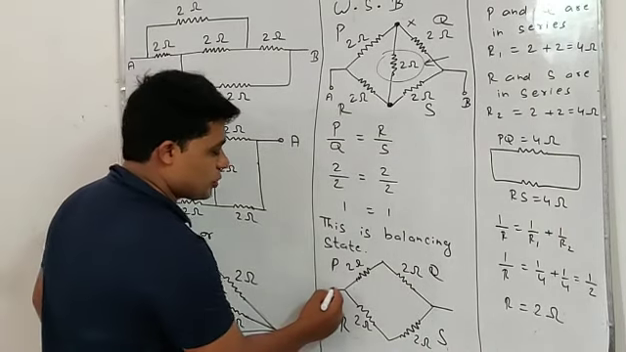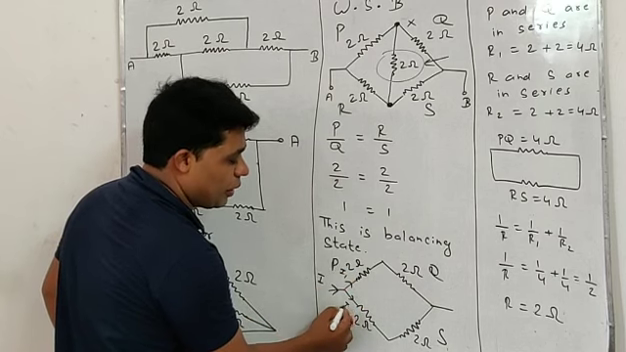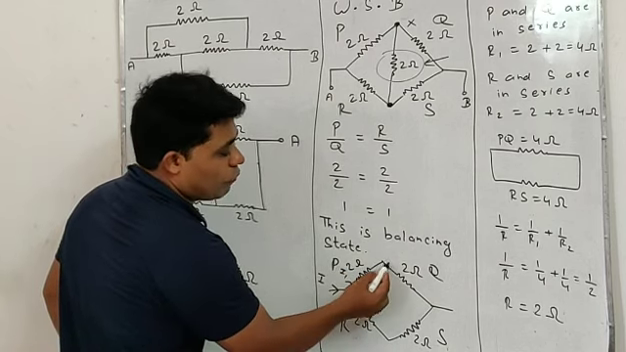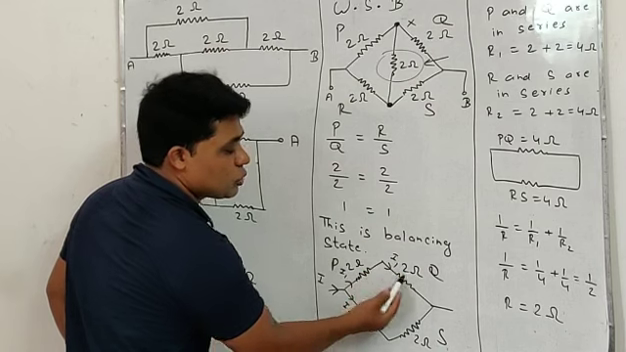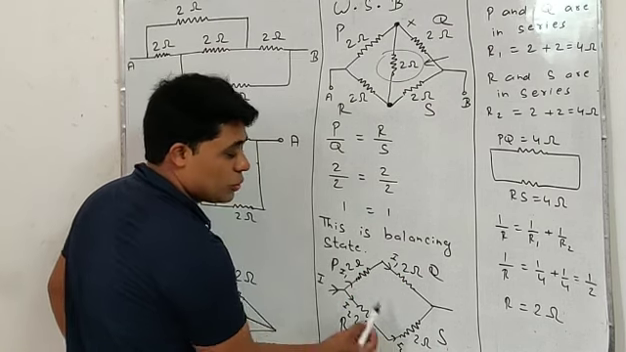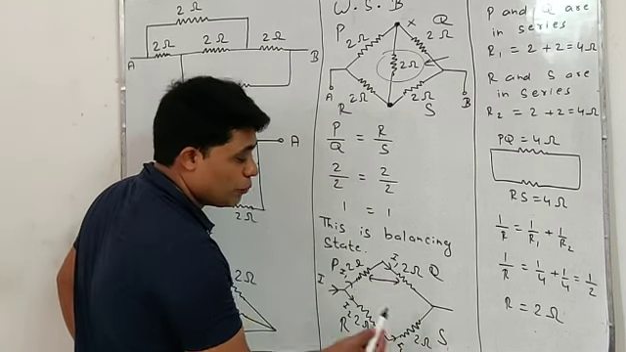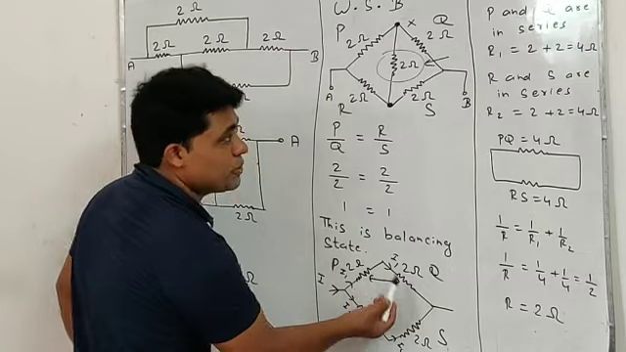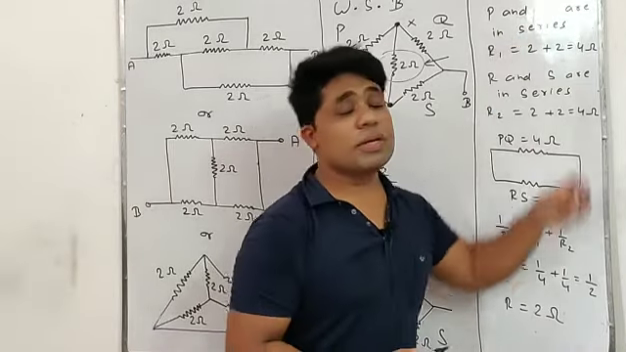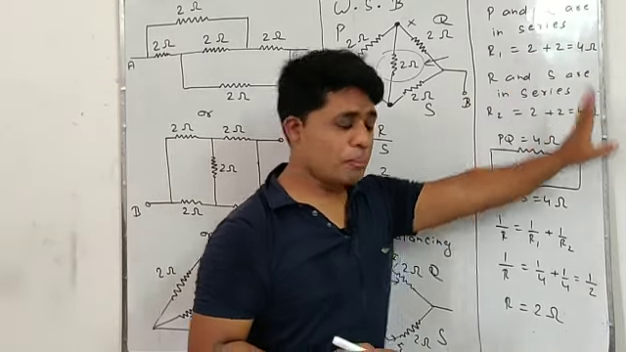Now students, when you flow current, it divides into two parts, I1 and I2. I1 will flow in these two resistances, and I2 will flow in these two resistances. So these two have the same current, and same current means series. So P and Q are in series. And we know the formula R1 plus R2, 2 plus 2, 4 ohm.